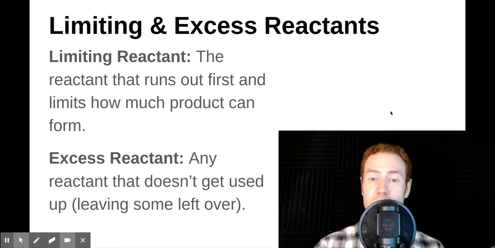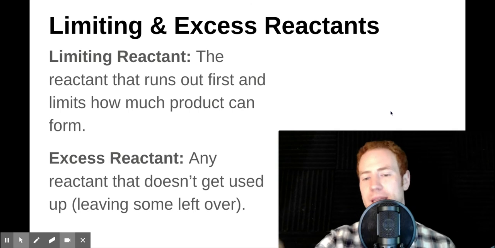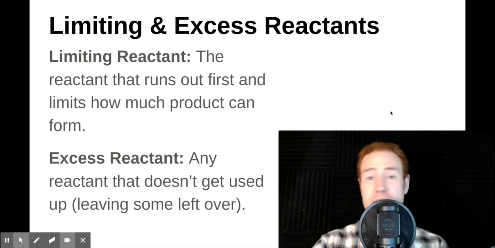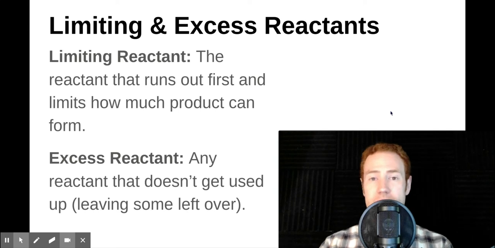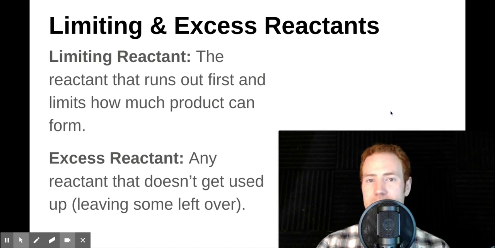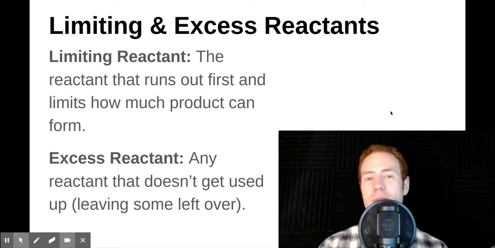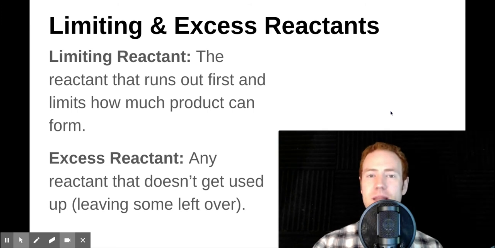The limiting reactant is the reactant that runs out first and limits how much product can be formed. That's why it's called the limiting reactant, because it limits how much product can be formed. The excess reactant is any reactant that doesn't get used up in the reaction and that there's going to be some left over of. So the limiting reactant in that barbecue crisis was the patties because we only had 3 of those, and that limited how many burgers we could ultimately make. So that was the limiting reactant. And then the excess reactants were the other 2, the bun and the cheese, which we had some left over.